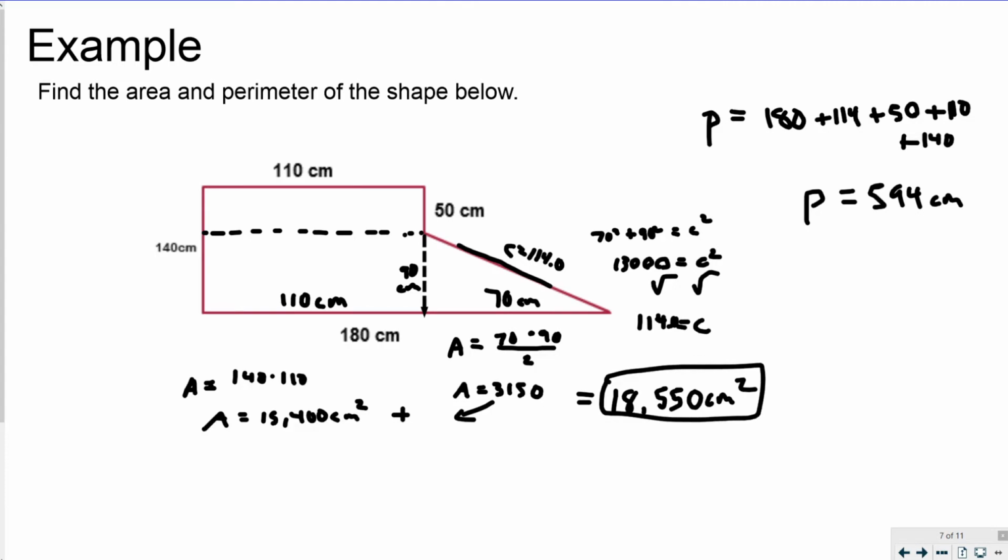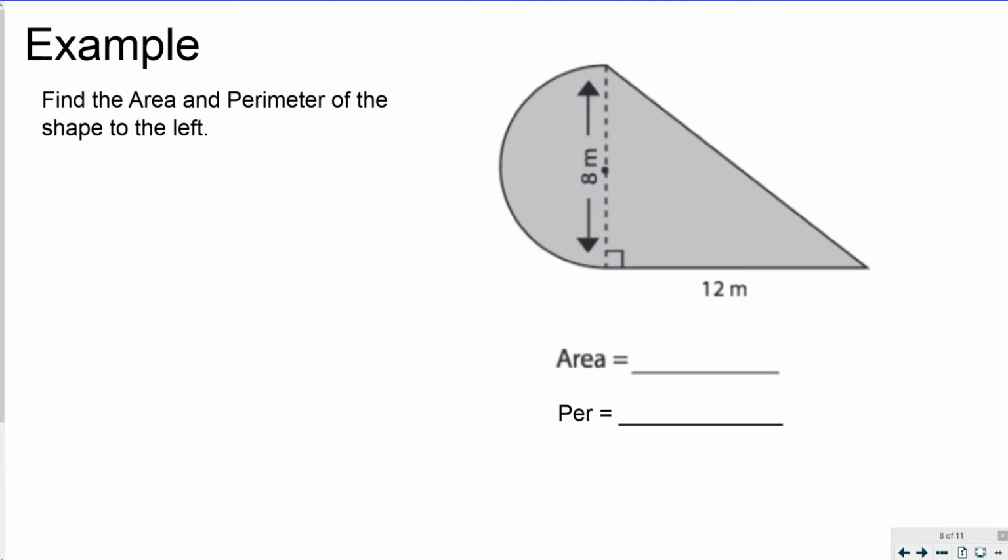Okay, moving on. Find the area and the perimeter of the shape to the left. Finally, a circle problem. The distance that they give me, 8, represents the diameter here. It is not the radius. So if 8 is the diameter, then 4 is the radius. The other thing that I know is to calculate this leftover side here, I'm going to need to use 8 and 12 in the Pythagorean theorem. So I'm just going to knock that out of the park right away.